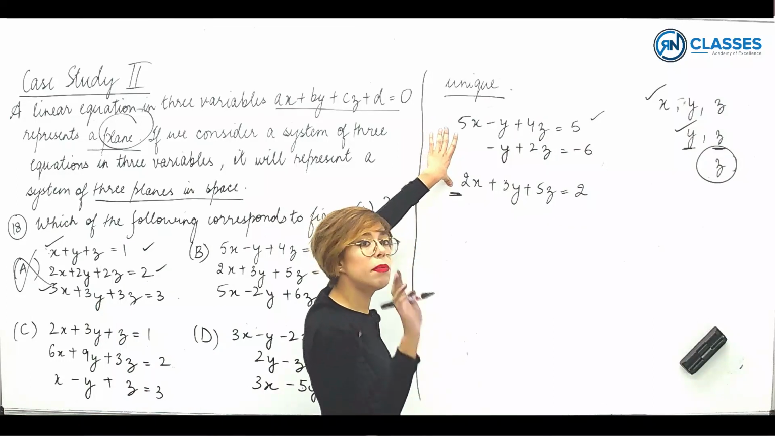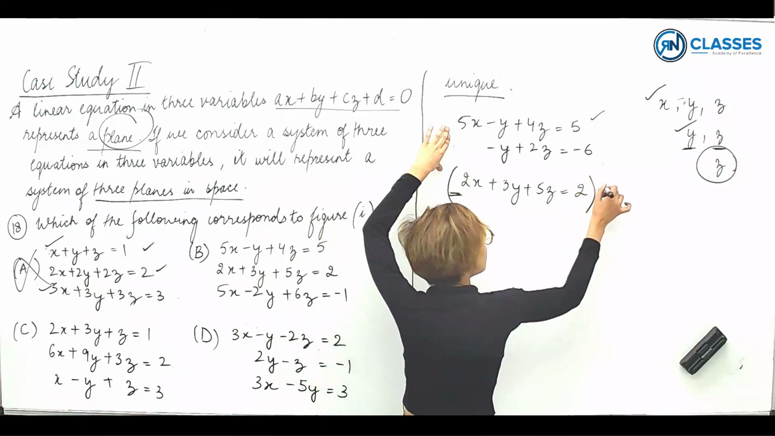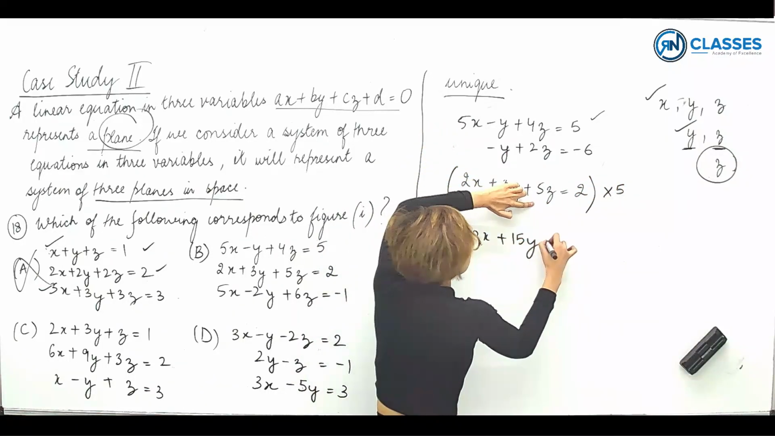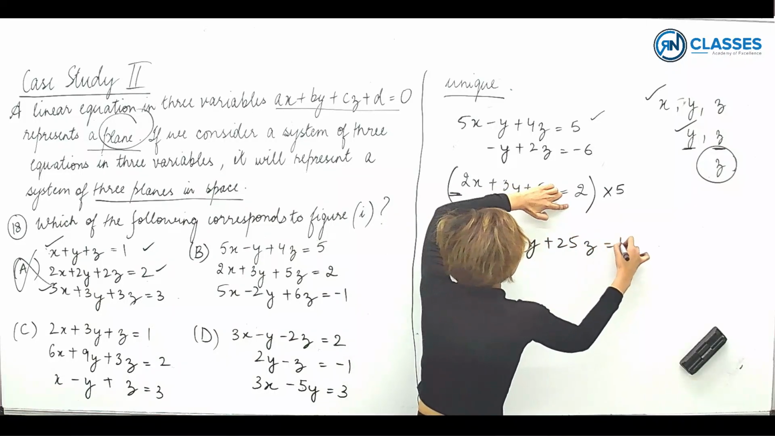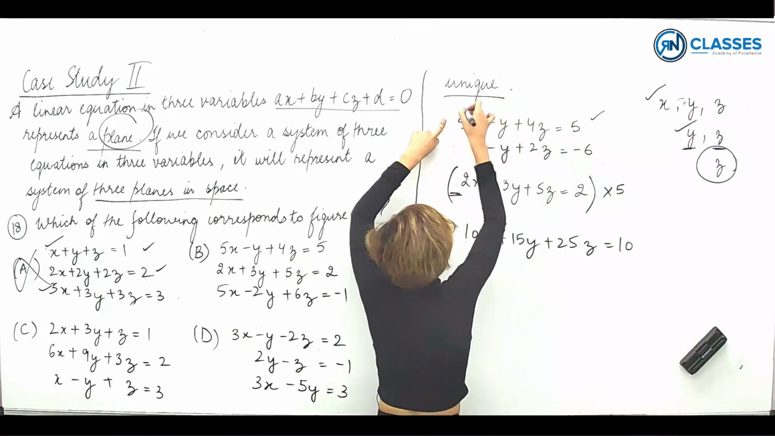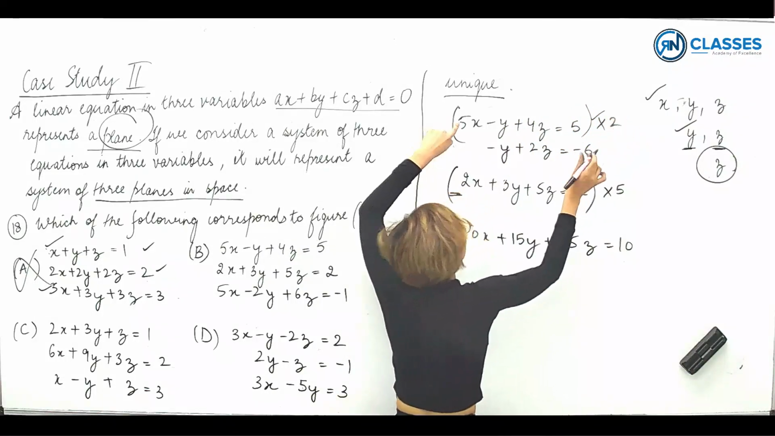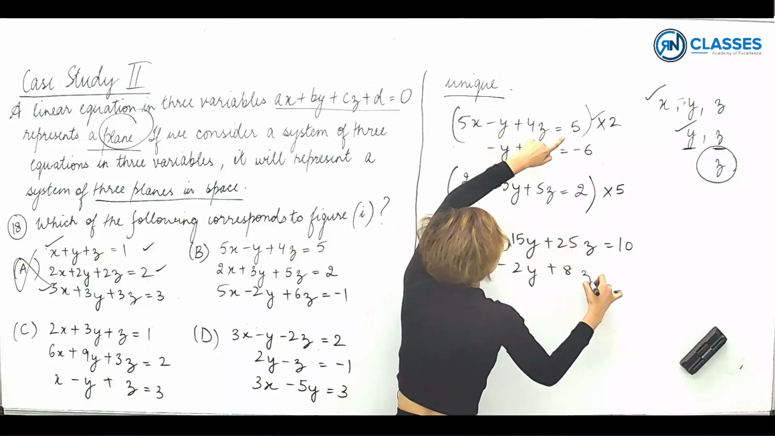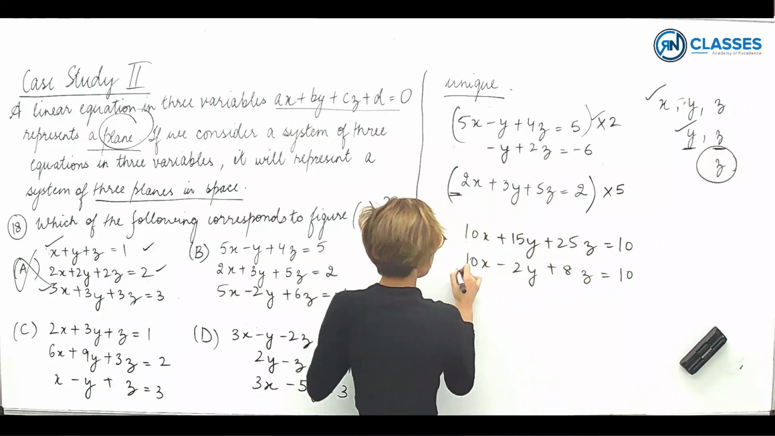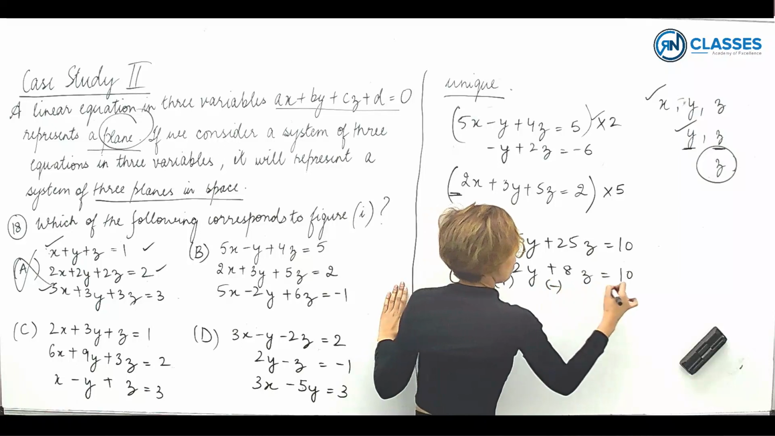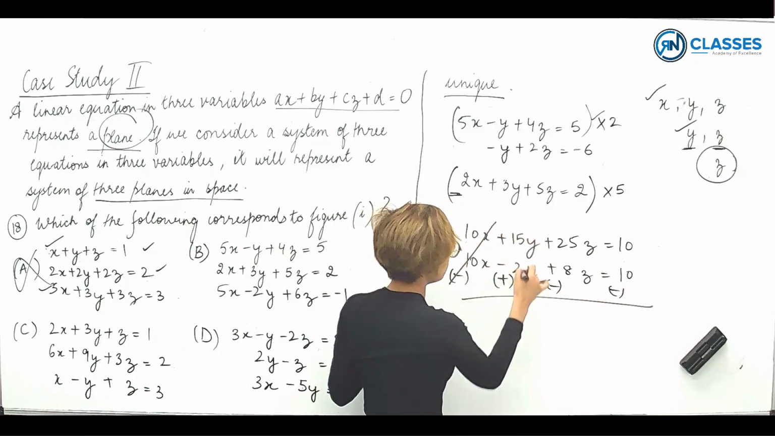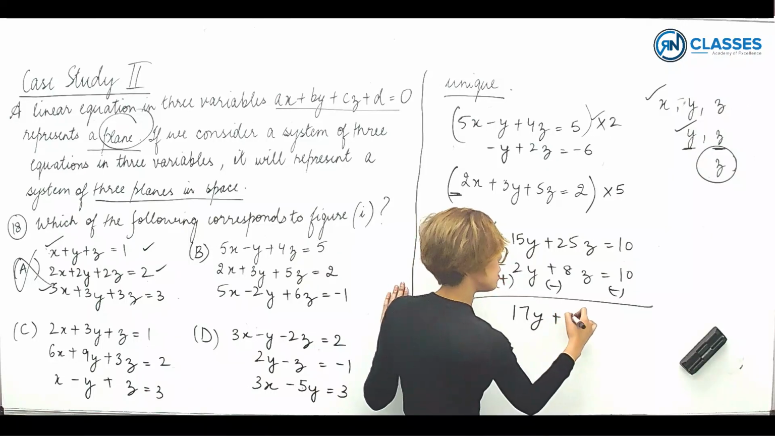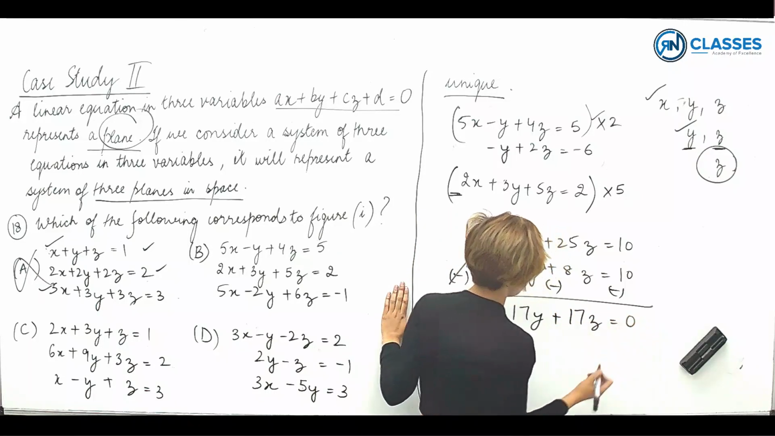अब कोएफिशिएंट्स इक्वल बनाने के लिए फर्स्ट आई नीड टू मल्टीप्लाई दिस बाय 5. That will be 10x plus 15y plus 25z equal to 10. Then I need to multiply this by 2. Right? So that I get 10x minus 2y plus 8z equal to 10. Now let's subtract. Sign change. This gets cancelled. This is 17y plus 25z minus 8z, so 17z equal to 0.